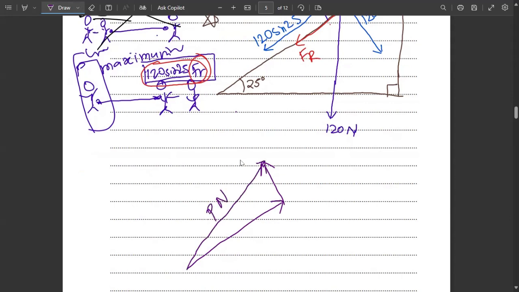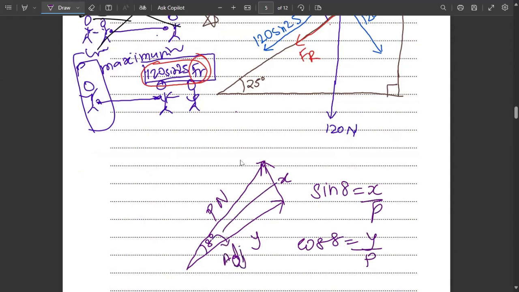This is P Newton. This is 8 degree. Let this be x, let this be y. We can use sine. Sine 8 equals x upon P. Cos 8 equals y upon P. This is adjacent side, ADJ. This is opposite side.